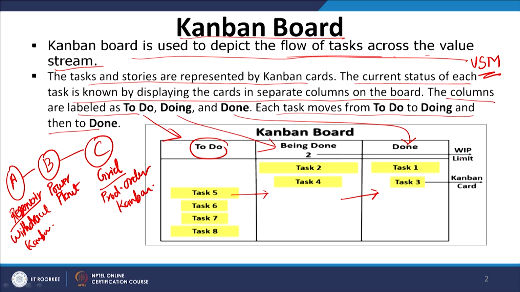That WIP limit here is given as 2, that at any point of time there should not be more than 2 items in your production process. So, that is the WIP limit, and this is a good example to understand the flow of material in an automobile workshop, in a garage.